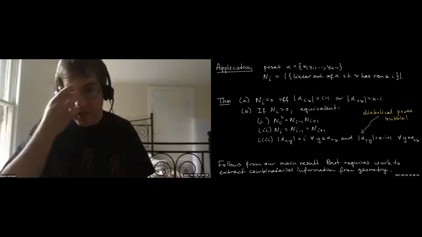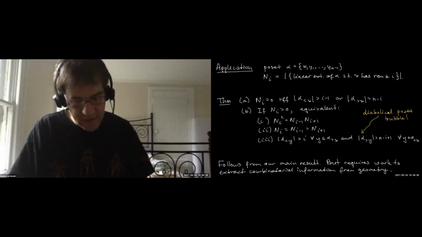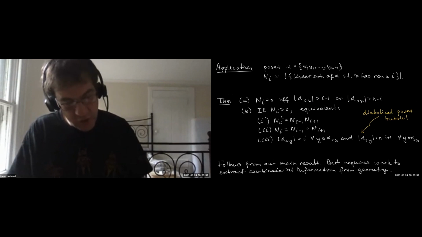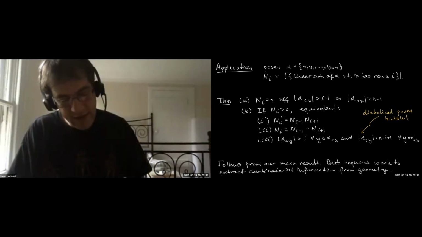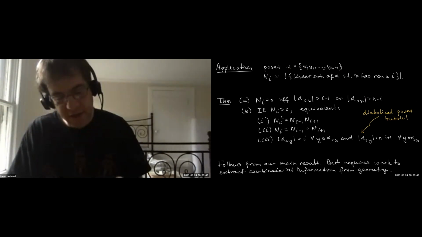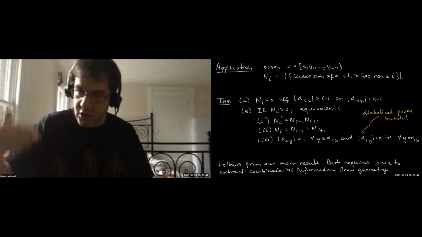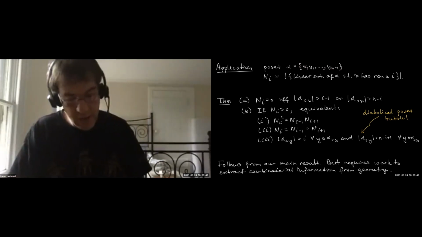So I just want to give, in the last few minutes, let's get back to this combinatorial example. So remember, we have a partially ordered set, and we have these combinatorial objects, N_i, which is the number of linear extensions of this partially ordered set such that the distinguished element x has rank i, right? It's the ith smallest in the total order.